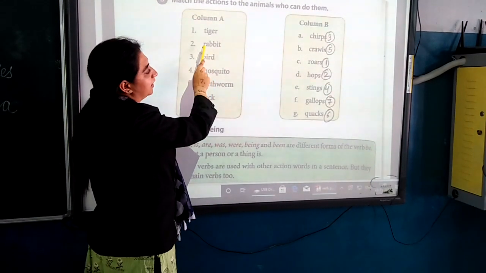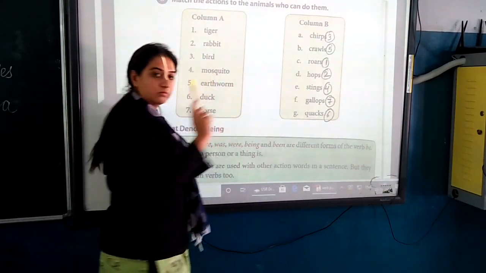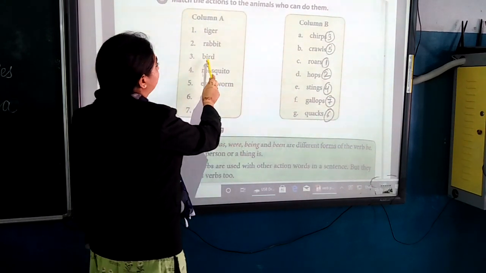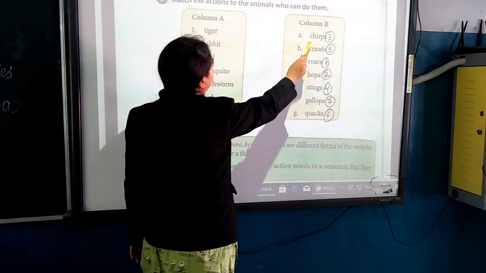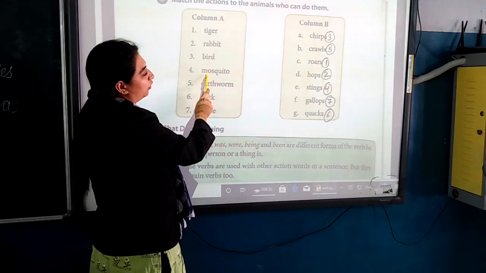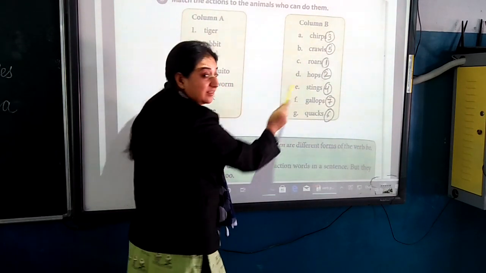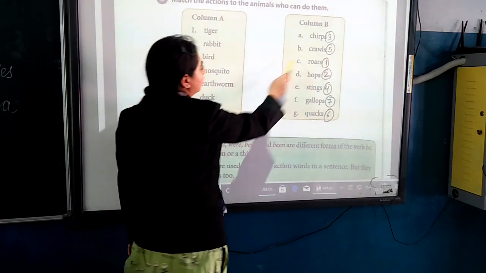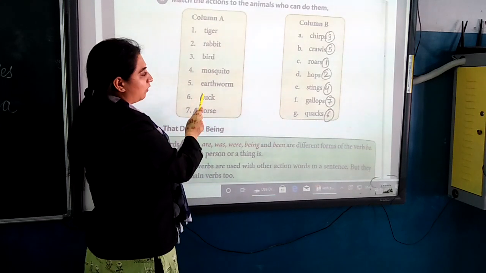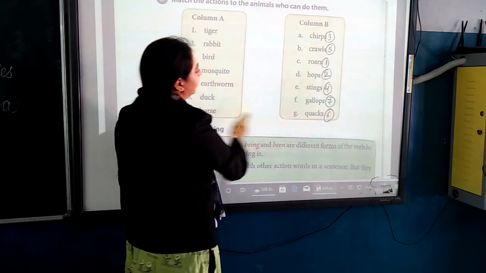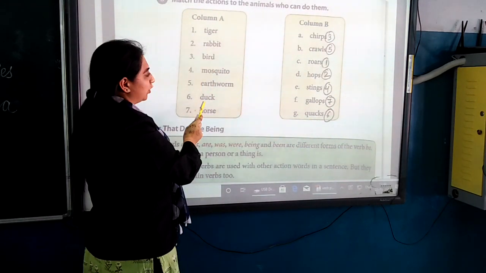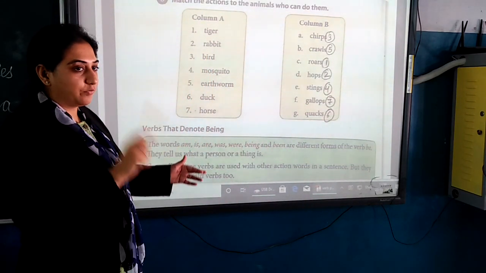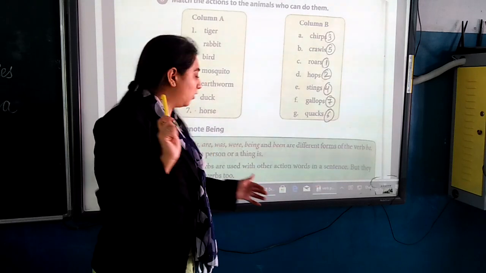And then the rabbit. Rabbit hops. Activities: you have to write down the actions, verbs. Bird, what does the bird do? Chirps. Mosquito, what does the mosquito do? Stings. Earthworm, what does the earthworm do? Crawls. Duck, what does the duck do? The duck quacks. And the last one, horse and ox. I hope you are clear with the action. You have to match them in the proper order.